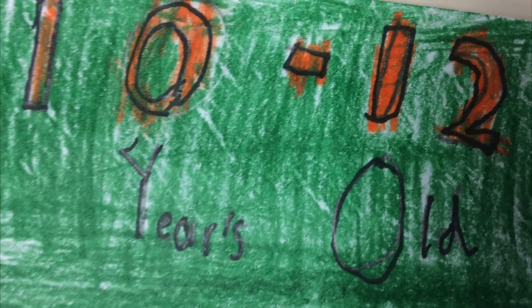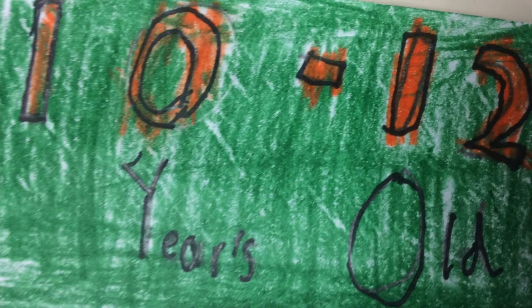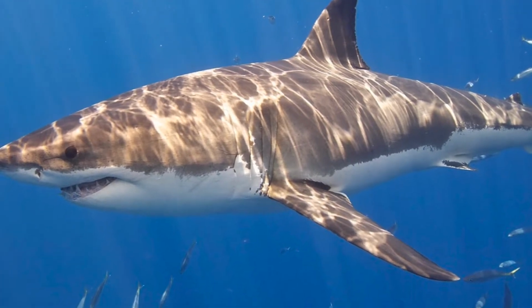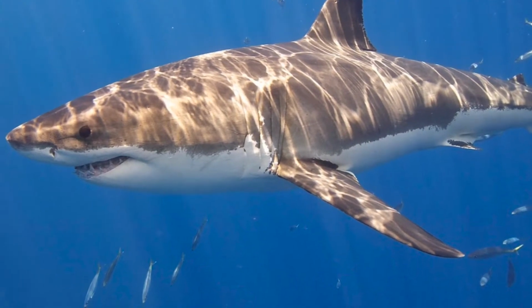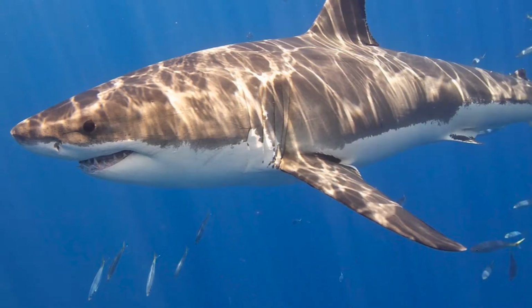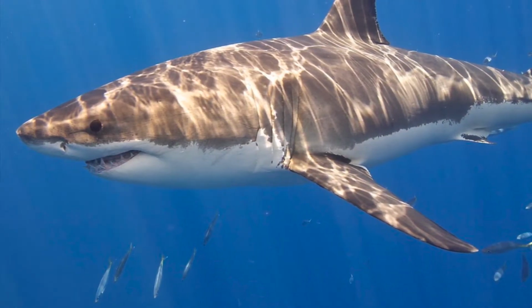The great white shark has no babies till it is 10 to 12 years old. The great white shark is a loner, which means it hunts by itself. The great white shark can grow to be 23 feet long. The great white shark is one of the most known sharks in the world.